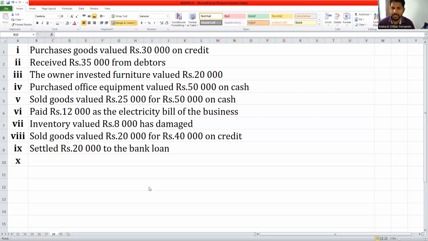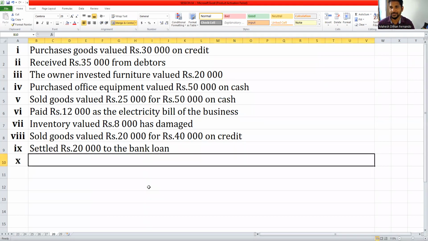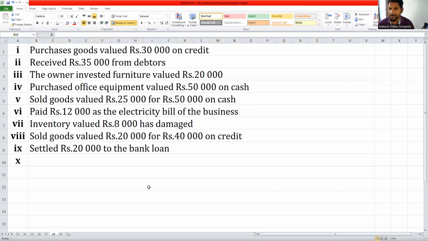Number 10, cash minus 40, creditors minus 40. What is it? What have we done?